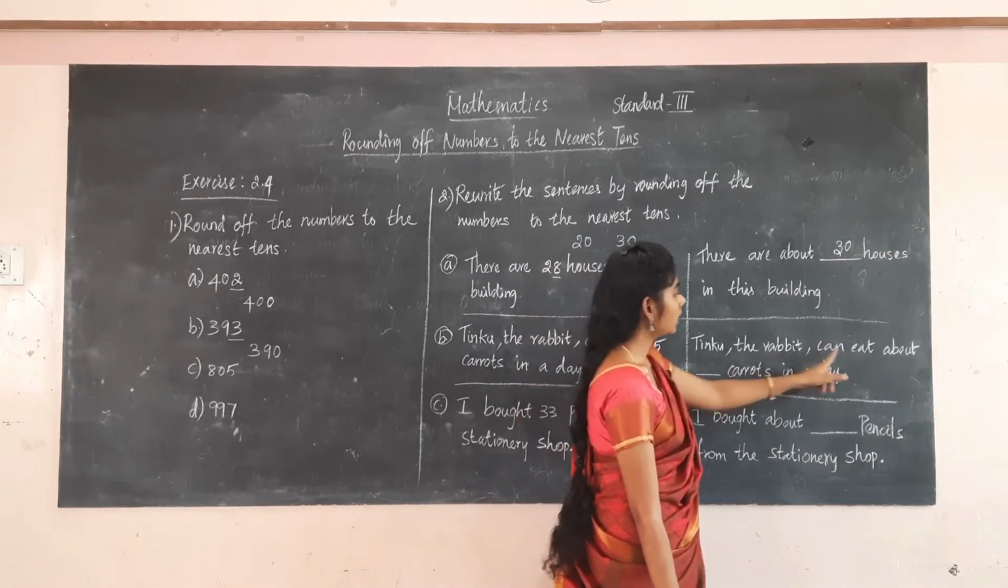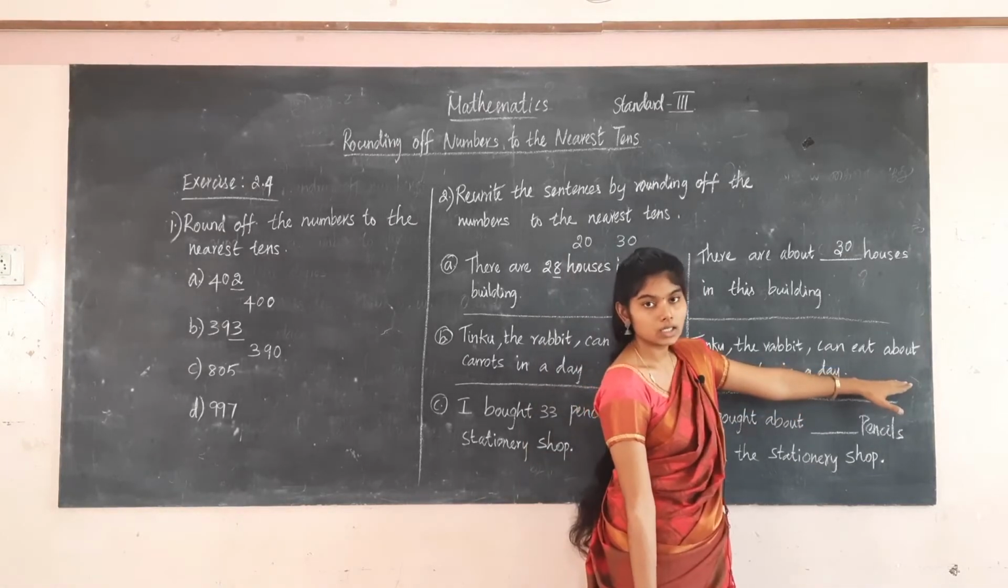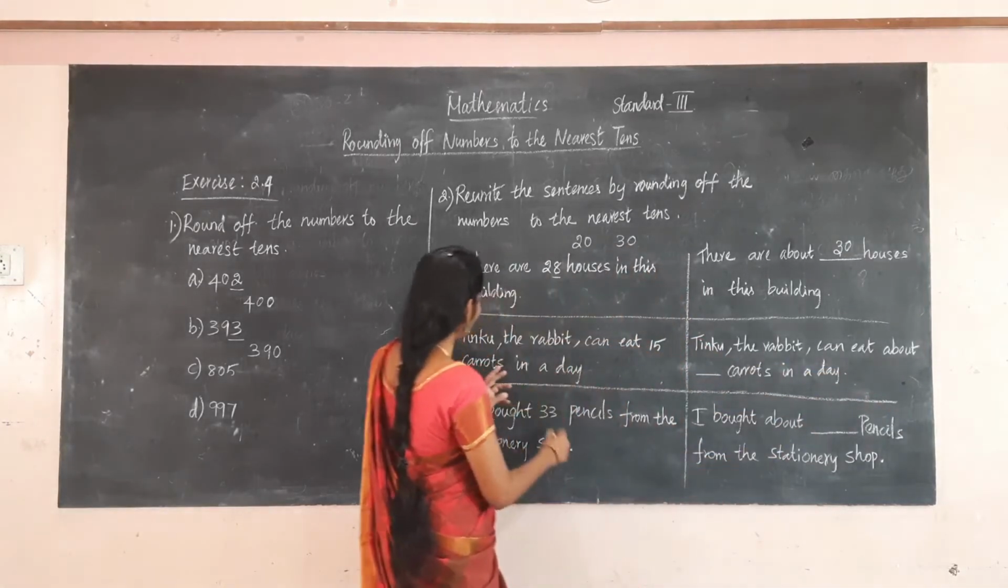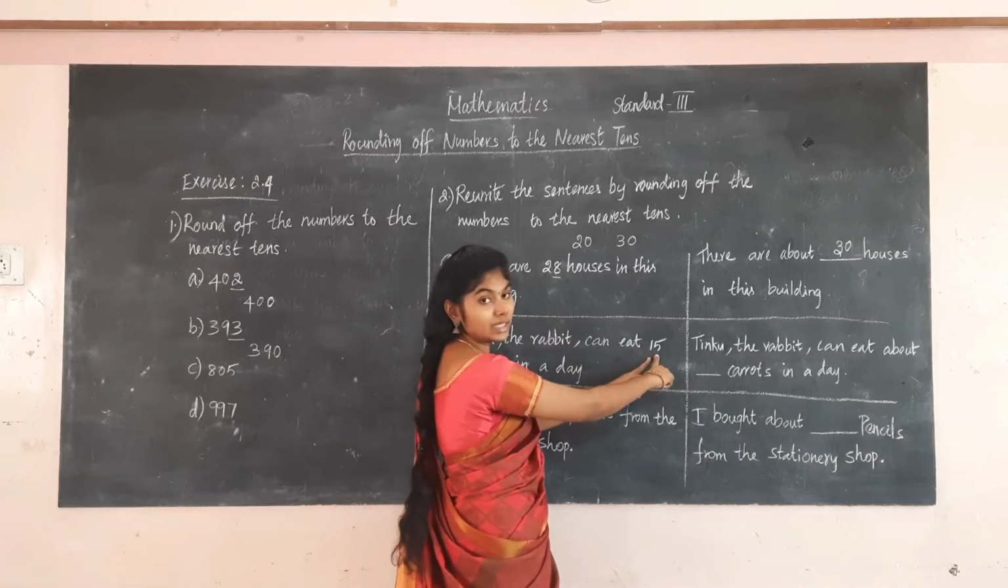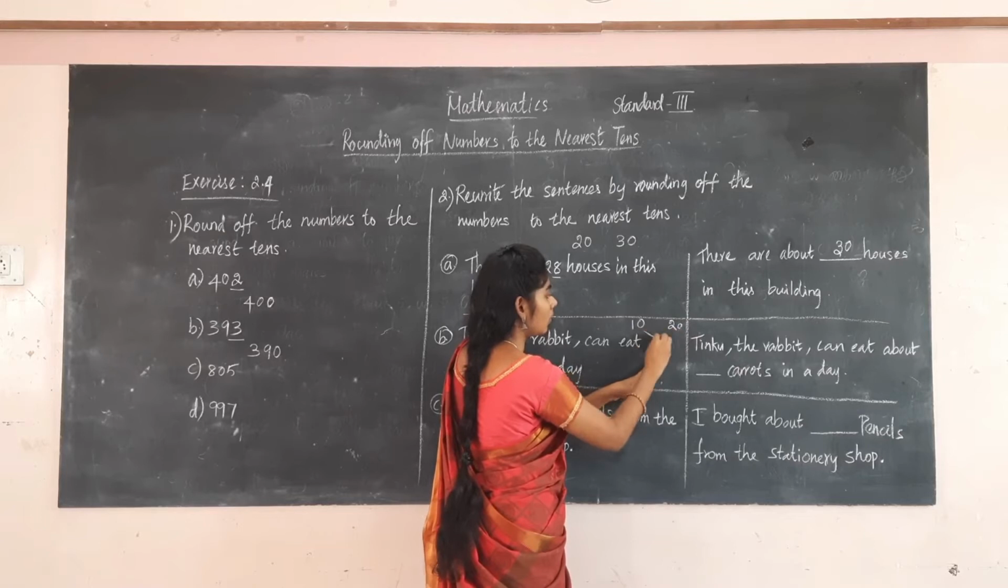Tinku, the rabbit, can eat about dash carrots in a day. About means nearest to the number. So check the number 15. It is between 10 and 20. Between 10 and 20 the number lies.